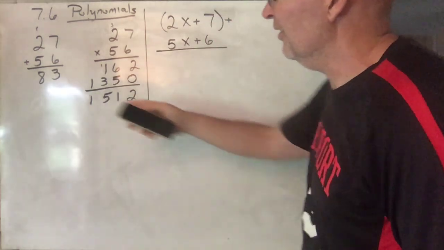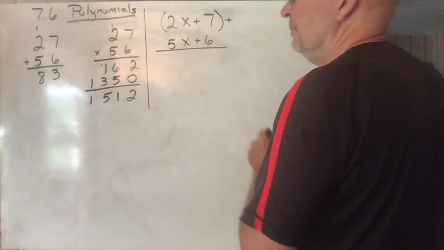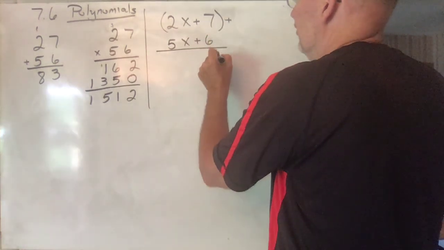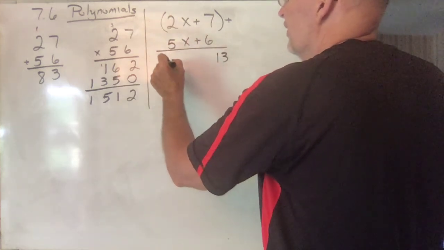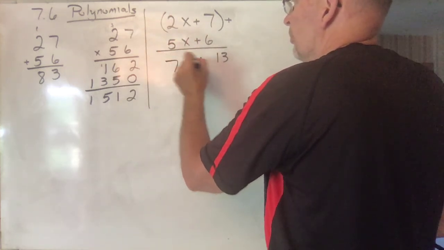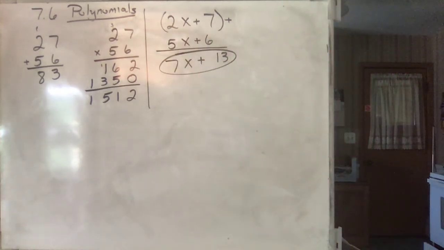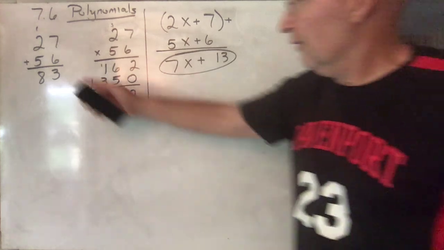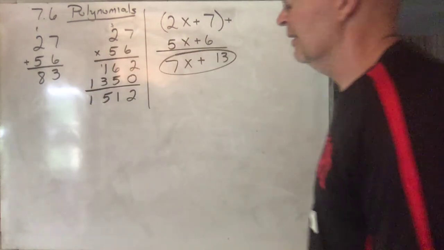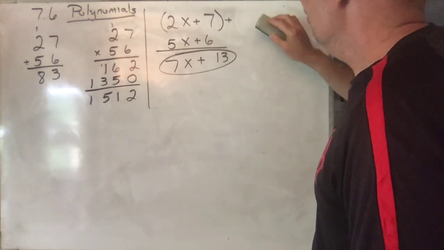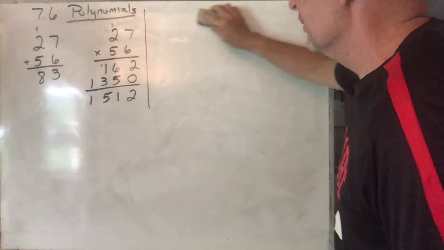And the nice thing about this is you don't have to do any carrying. You just go 7 plus 6 is 13, and 2 plus 5 is 7, so you have 7x plus 13. So there's the sum, okay? And similarly, if you were to subtract one from the other, same thing as subtracting one from the other here, okay? So that's not a big deal. Now, what about multiplying them?